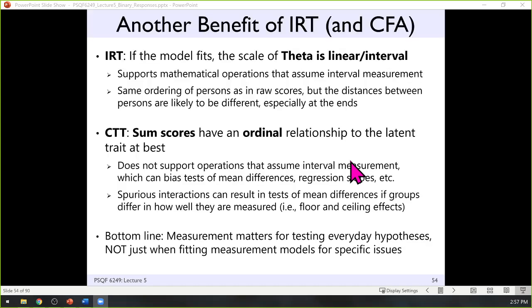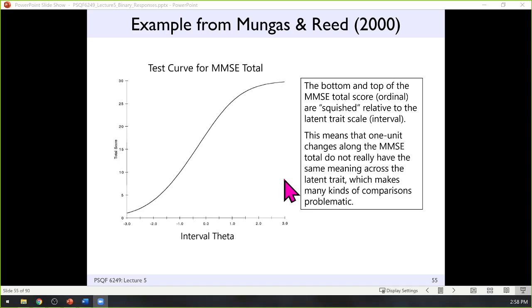Another reason to go through this process, even if you're just working with one scale, is the idea that the scale of theta is supposed to be a linear scale, whereas when you add items up, those items are actually ordinal. And so the relationship to the trait then is squishier. And to make this point, there is a paper that's on your reading list. I think they did a nice job of explaining this.